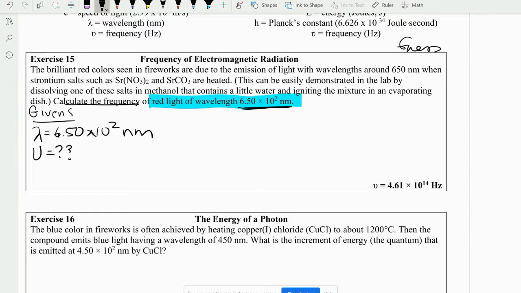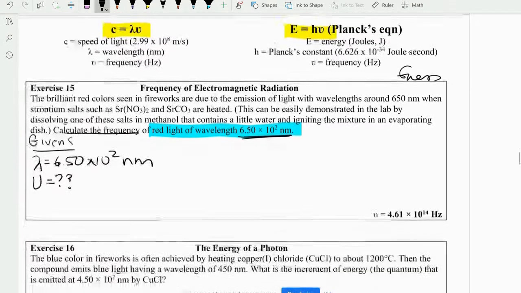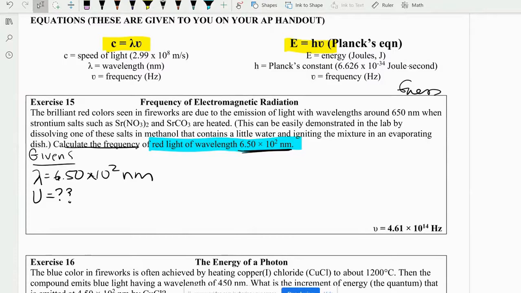And so really quick, if I go back up to my two given equations, which equation am I going to use to determine what nu is? If you said this equation, the speed of light equation, c equals lambda times nu, or wavelength times frequency, then you are absolutely correct. Why? Well, we know what c is. That's the speed of light. I'm going to go ahead and abbreviate it to 3 sig figs, 2.99 times 10 to the 8 meters per second.